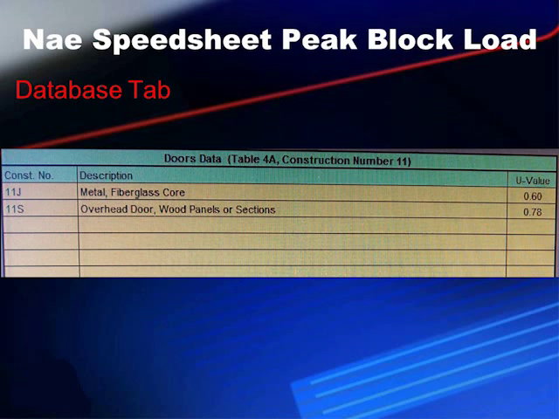We follow the absolute same procedure for doors, and so I've already gone to the data table here, and this is a close-up of the data table, and we're going to put in 11J for the construction number, and we're going to put in the type of door that's in there, metal fiberglass core, and we're going to have a U value, and for that door it's 0.60. And so now we're ready to move on to the next sheet.